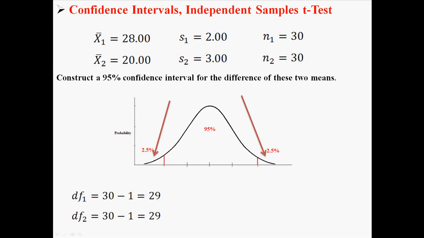And remember, because we're doing a t-value, we also have to look up the degrees of freedom. Now in an independent samples t-test, we're going to have 2 degrees of freedom, one for each sample, one for sample 1 and one for sample 2. Now in this case, the degrees of freedom for each sample is 29. Usually in an independent sample t-test, when you're looking up the t-value, you will use the smaller degrees of freedom. In this case, they're both 29, so I'm just going to use 29.